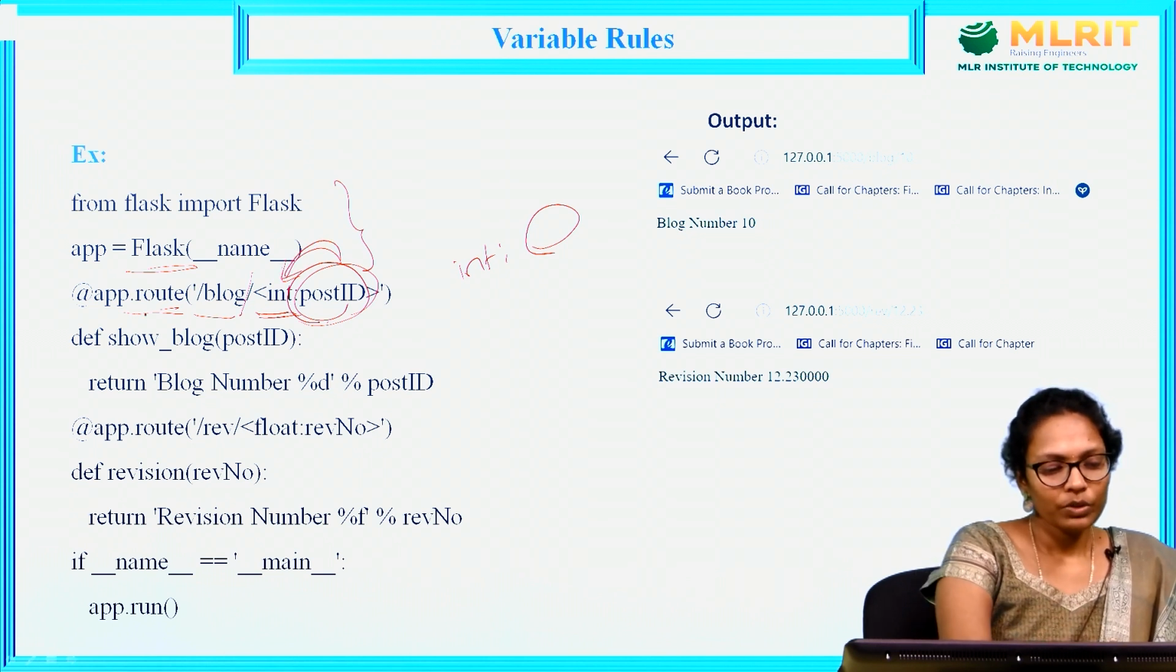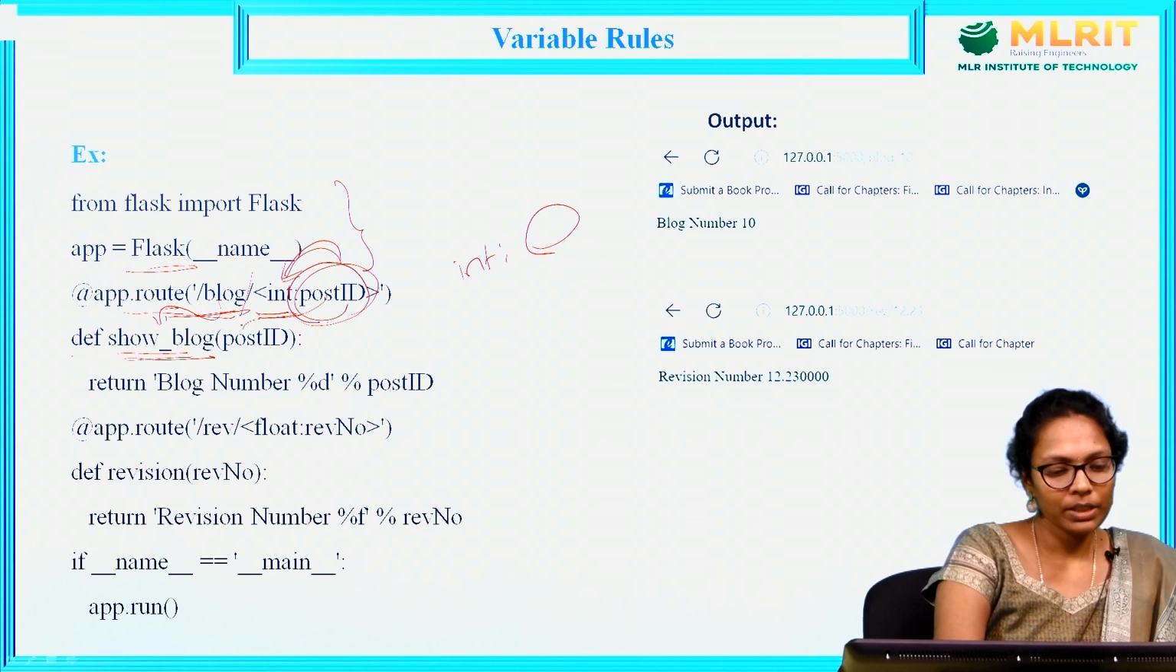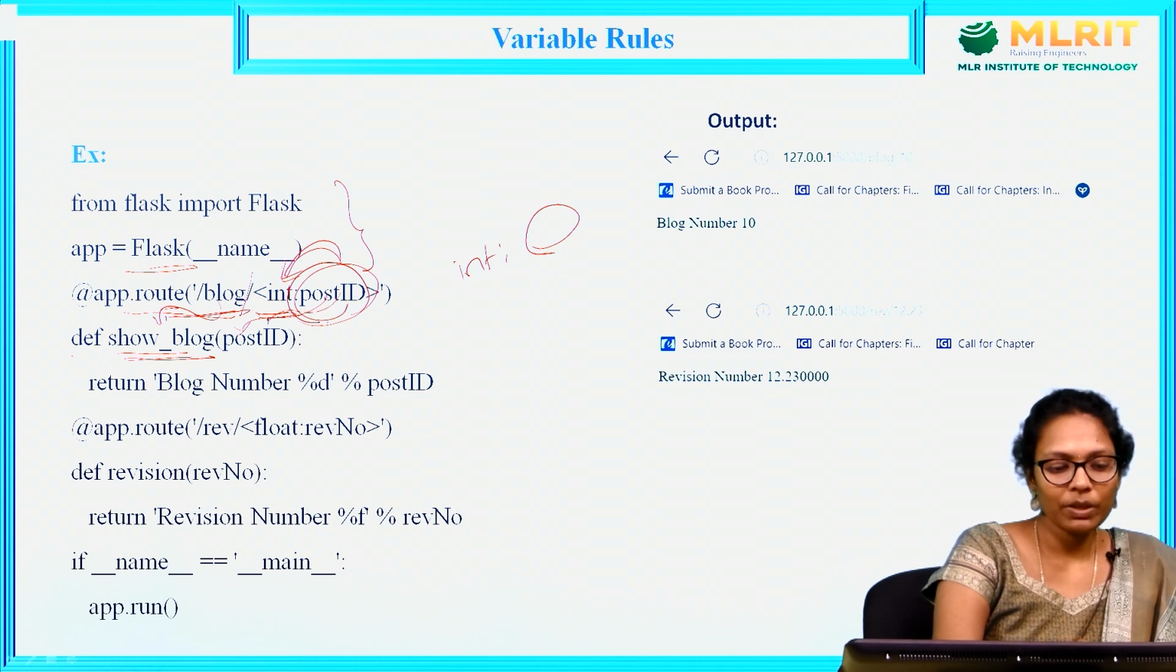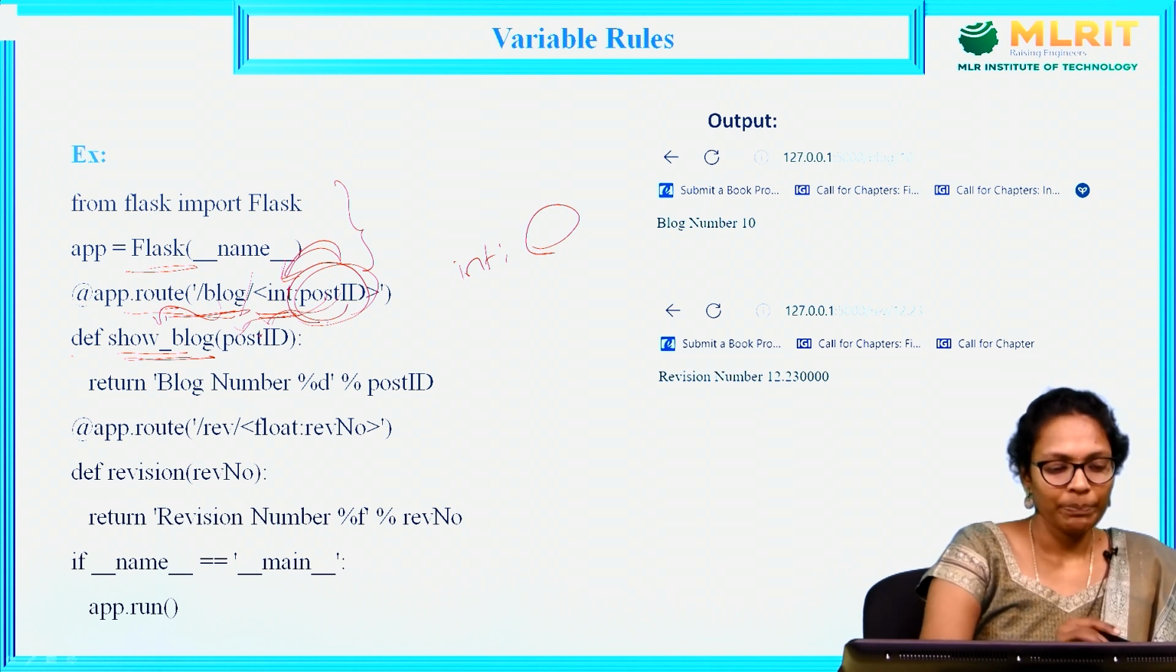Now for this URL, what is the view function? The view function is show_blog. This method takes one parameter, post_id. Whatever integer variable you pass in the URL is considered as the parameter here. So now, what is it returning?